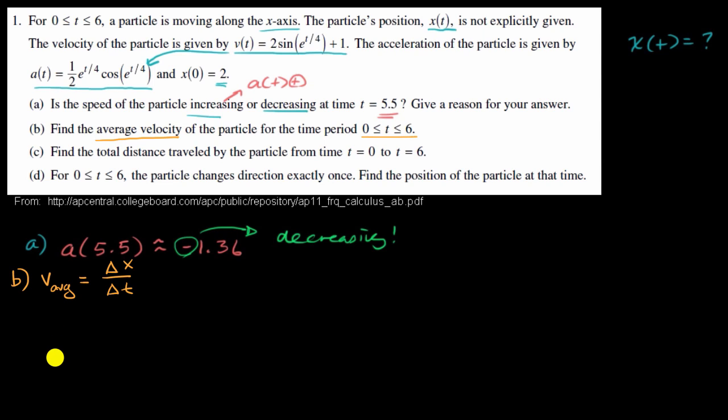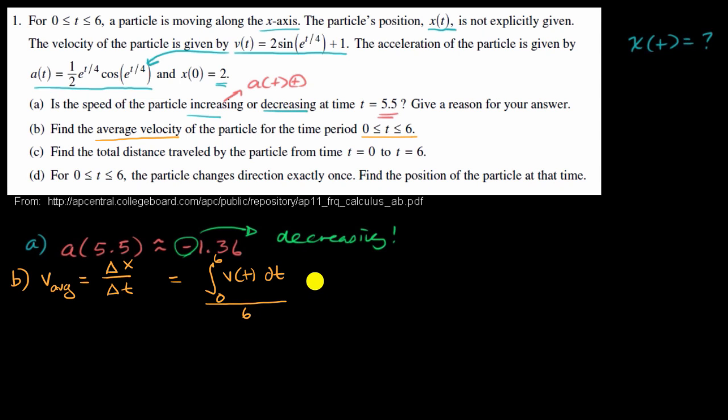Well, what is our change in position going to be? They don't give us our position function, but they do give us our velocity function. And so to figure out the average velocity, we could figure out our displacement, which is going to be equal to the integral of our velocity, the integral of v of t dt. And we want to find the average velocity for this time period, so we're going to go t equals 0 to t equals 6. And then we're going to divide that by the amount of time that goes by. Well, our change in time is going to be equal to 6.